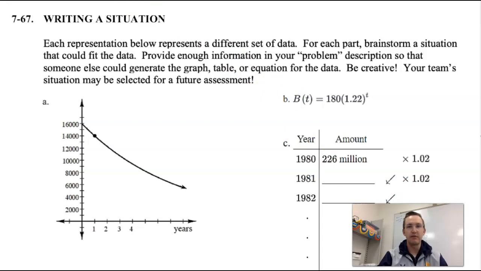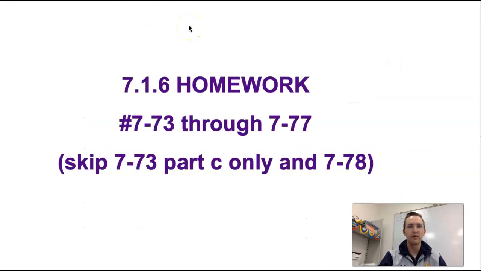Last thing I'll leave everybody with today is that the homework for tonight is 7.1.6. You can skip 73 part C and 78. So only do those selected problems, so you can skip those two.